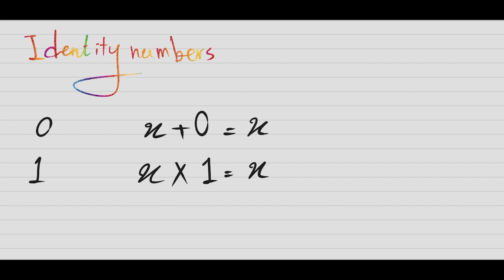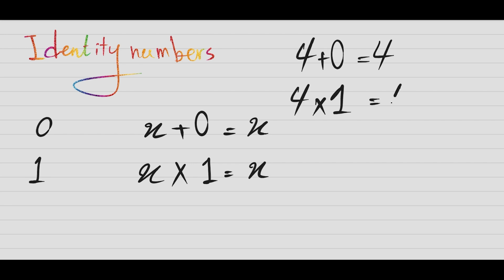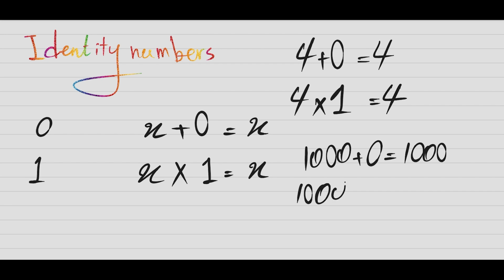We can do this with smaller numbers. Like 4 plus 0 is always 4. And 4 times 1 will be 4 too. As you just saw, they kept their identity. We can do it with big numbers, like 1000 plus 0 is still 1000. And 1000 multiplied by 1 is still 1000.